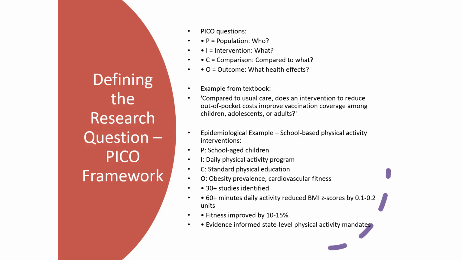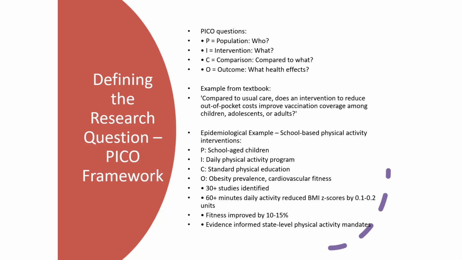One of the most important steps in a systematic review is defining your research question. A poorly defined question leads to a useless review. The standard framework is called PICO: population, intervention, comparison, outcome. Population: who are we studying? Intervention: what are we testing? Comparison: compared to what? Outcome: what health effect are we measuring?